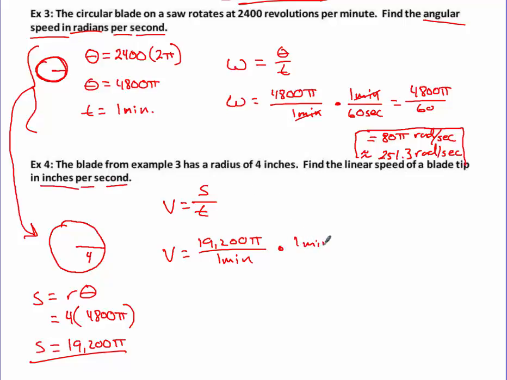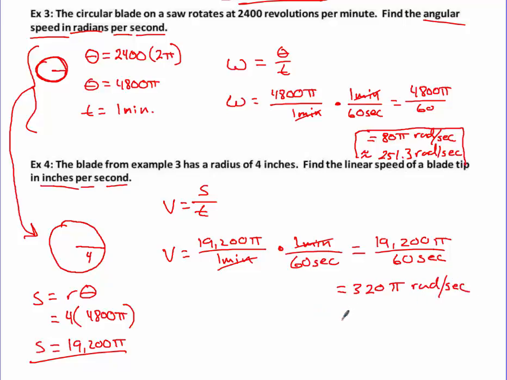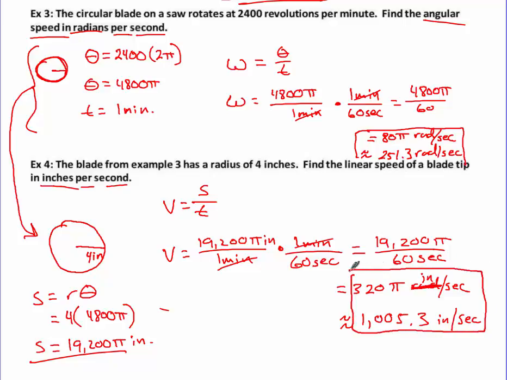So we're going to multiply by 1 minute for every 60 seconds. 19,200 pi over 60 seconds equals 320 pi radians per second, which is approximately equal to 1005.3. Sorry, this isn't radians. This is inches. Because this up here was inches, right? Because our radius was inches all this time. And that's it. That is linear speed and angular speed.